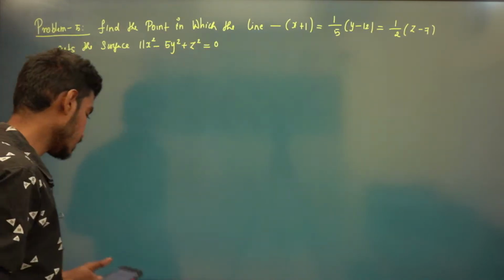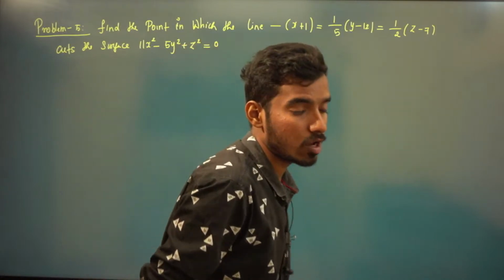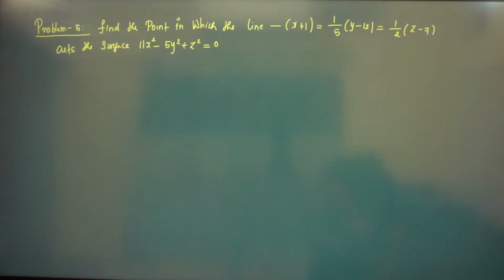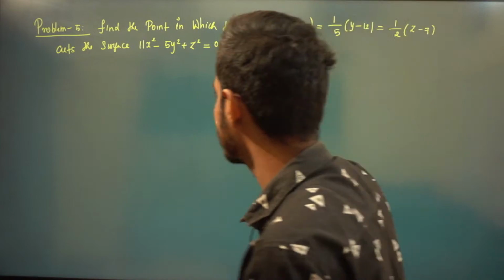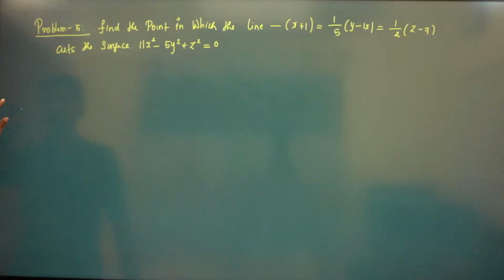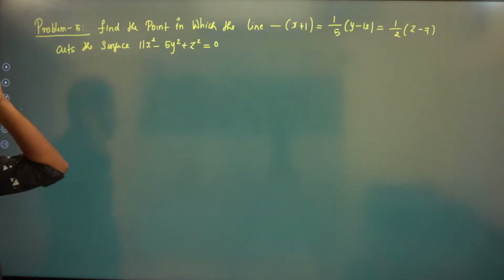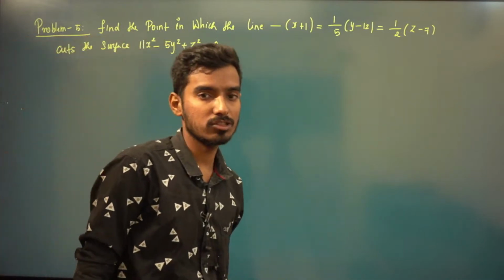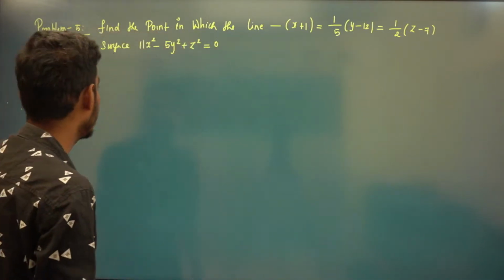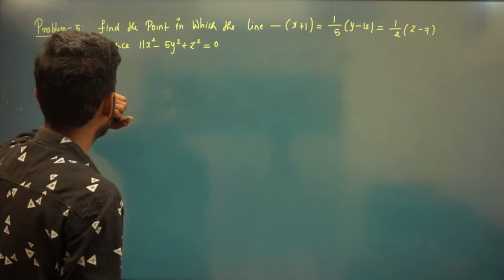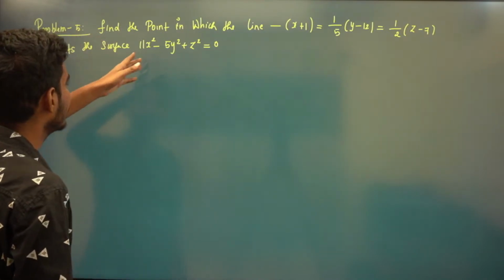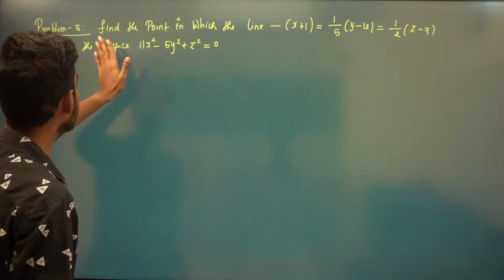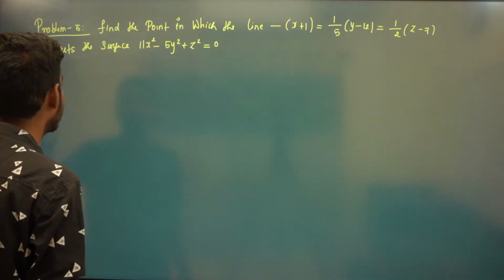They are given a surface, right? You can see it is of the form pair of planes. So you know the equation of pair of planes, ax square plus by square plus cz square plus 2fyz and so on, you know all this. You need to find the point in which the line cuts the surface, that is, you need to find the intersection point.